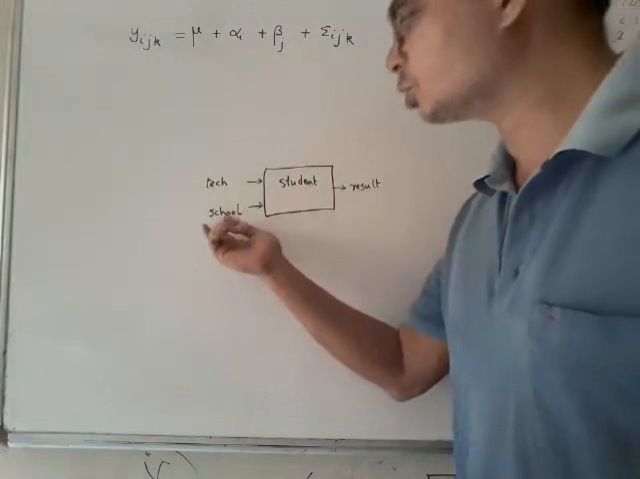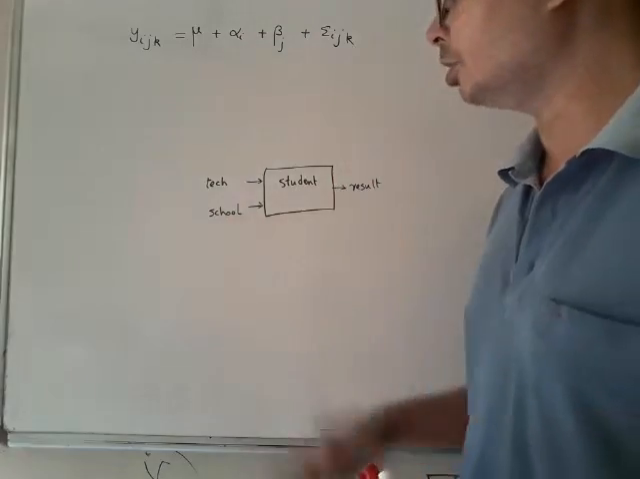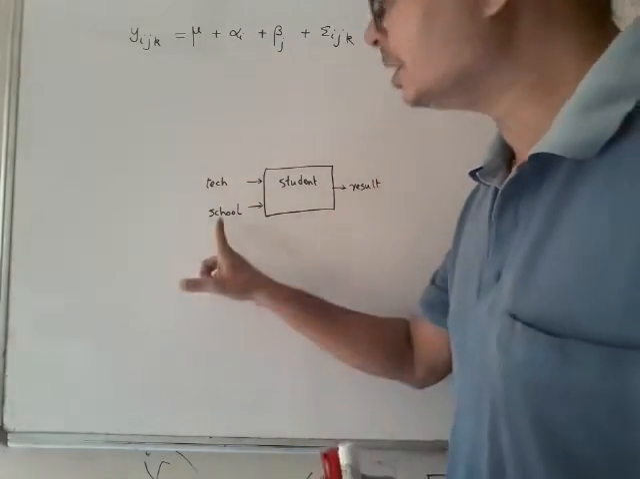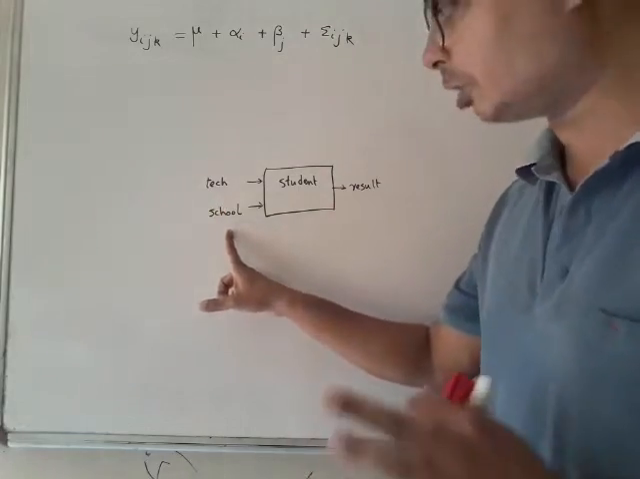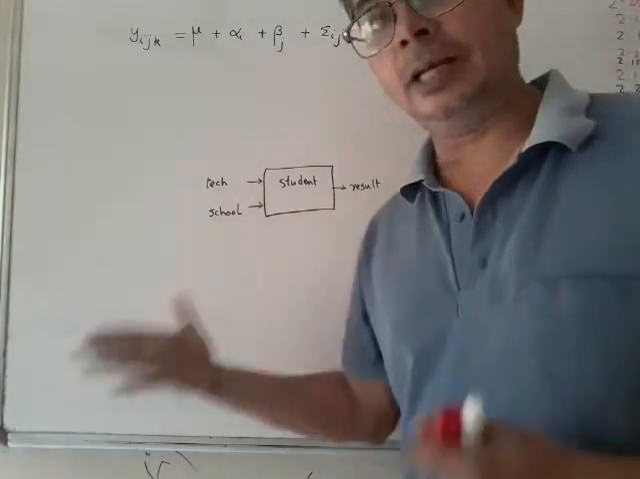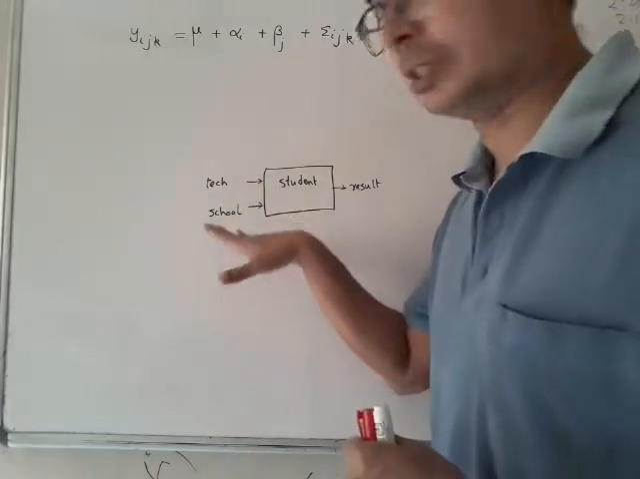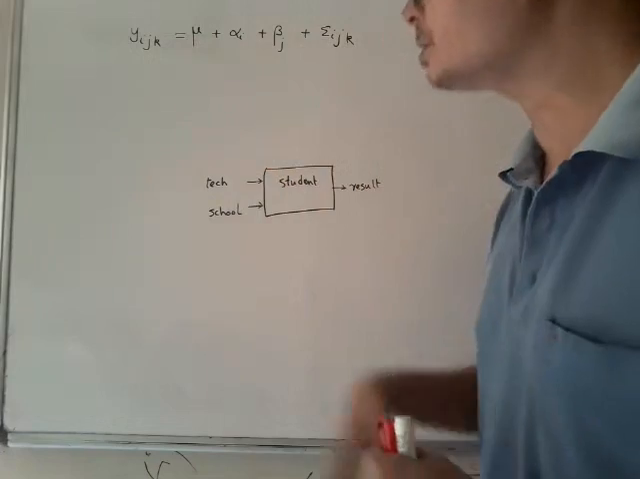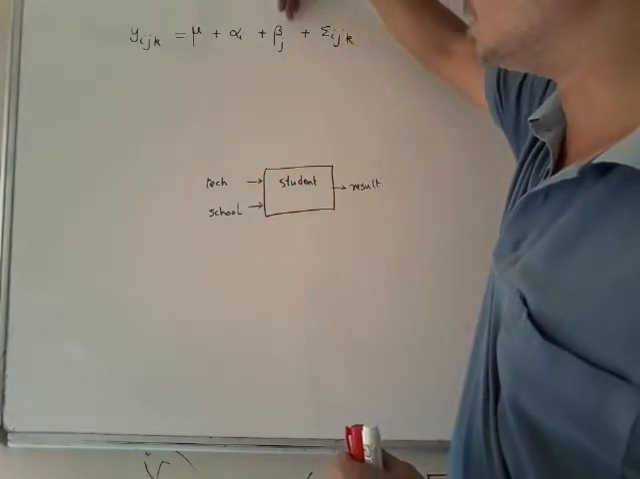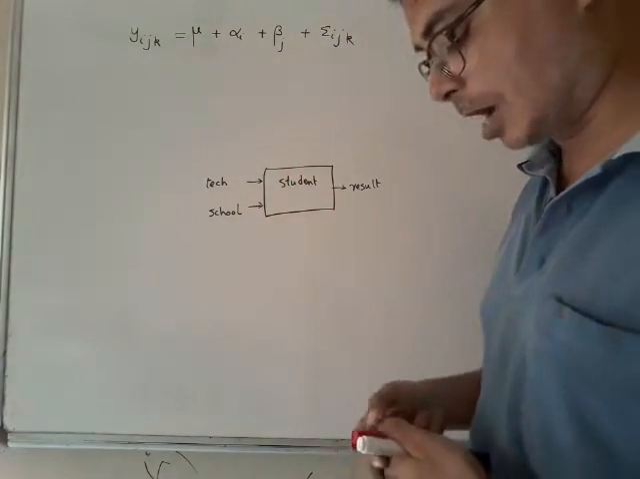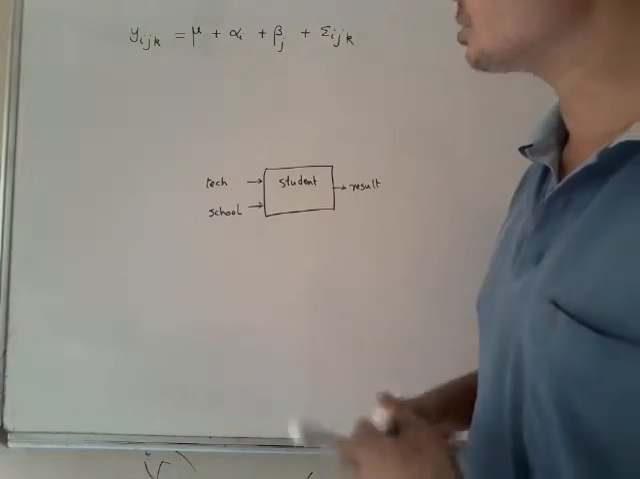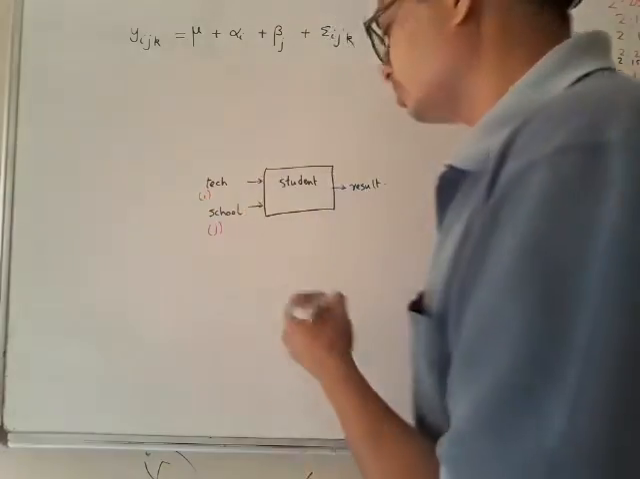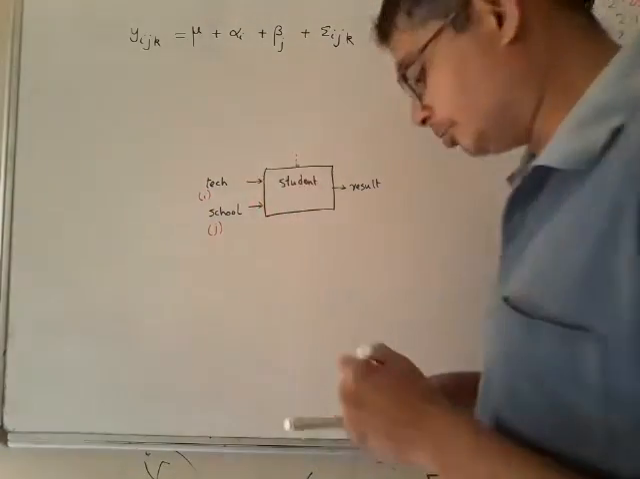Now naturally, school will also play an important role. So I have such a model. And suppose I am interested in those particular schools. So it is not that I have just picked up some random school. So I am interested in the schools. So in that case, I will have a fixed effects model like this: mu plus alpha i plus beta j plus epsilon ijk. Suppose I am considering these as i and these as j. So I of course have the random input.